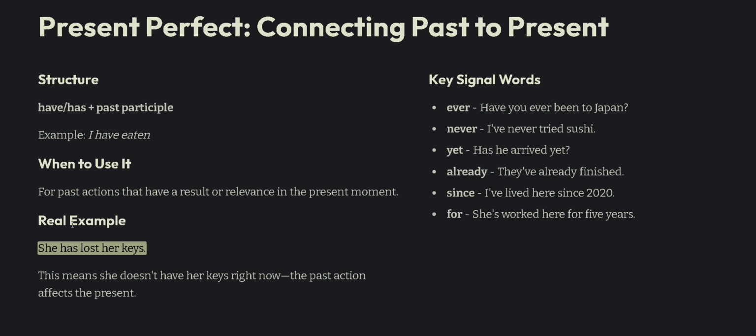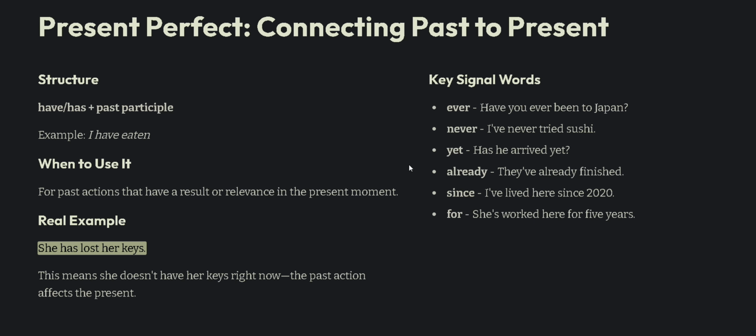So a real example is, she has lost her keys. Ella ha perdido sus llaves. What does that mean? That means that she doesn't have her keys right now. Why? Because she's talking about a past action, has lost, that is affecting the present.